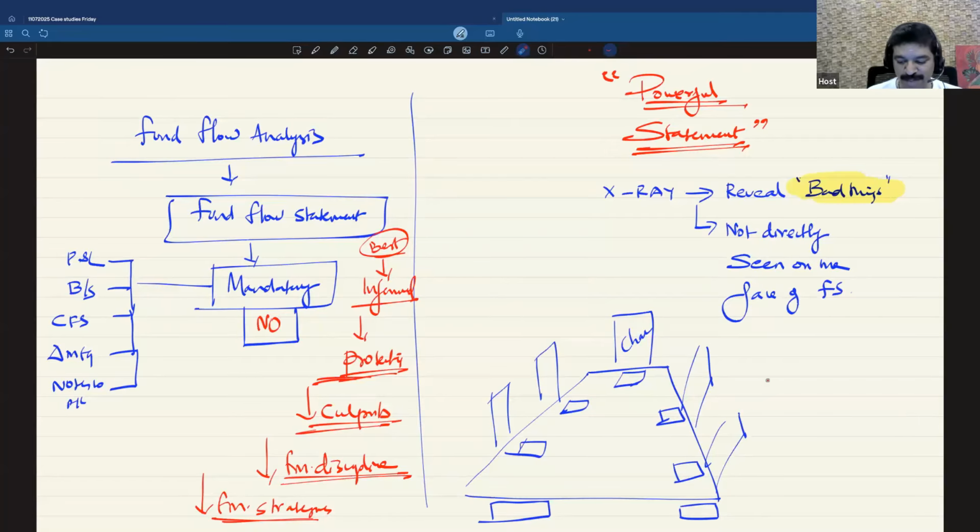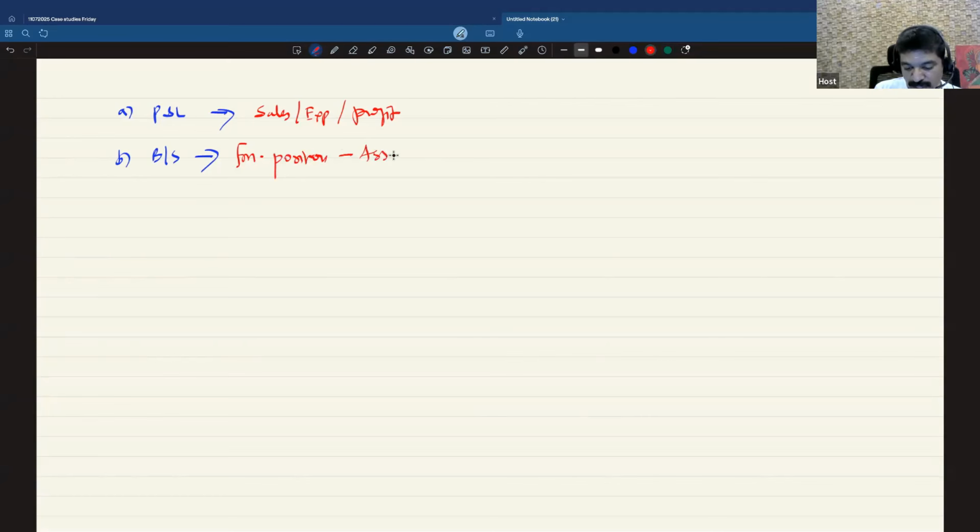Now a question may arise: what is the need for this fund flow analysis? There is a P&L, but what is the purpose of the P&L? It communicates the sales, the expenses, and the profits. Then a question will arise: there is a balance sheet. Yes, but the balance sheet's role is to communicate the financial position of a business as on a particular date, that is, what assets they have, what liabilities they have, and what the contribution of the owners is. That's it.